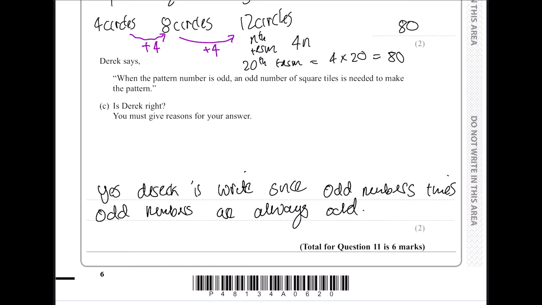Okay, so what we're doing is the link between, so pattern number squared is equal to square tile number.